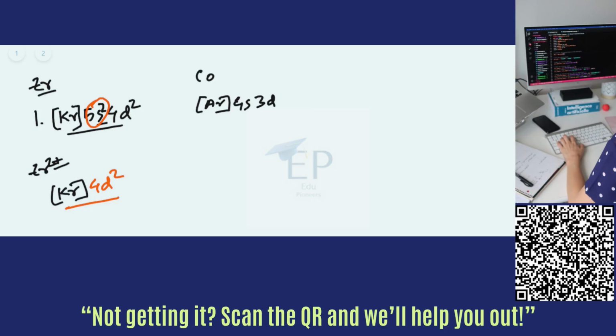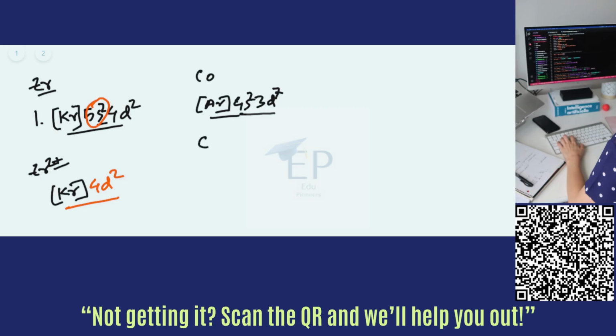Now cobalt has 9 valence electrons, or 9 more electrons than argon. That means we'll have to distribute these 9 electrons between these two orbitals. The s orbital can occupy 2, and the rest of the 7 electrons will go to the d orbital. So argon in square brackets, and then 4s2 3d7. That is our electronic configuration for cobalt.